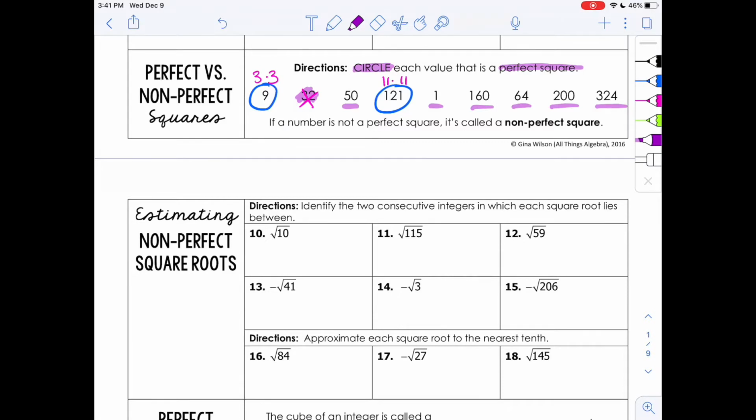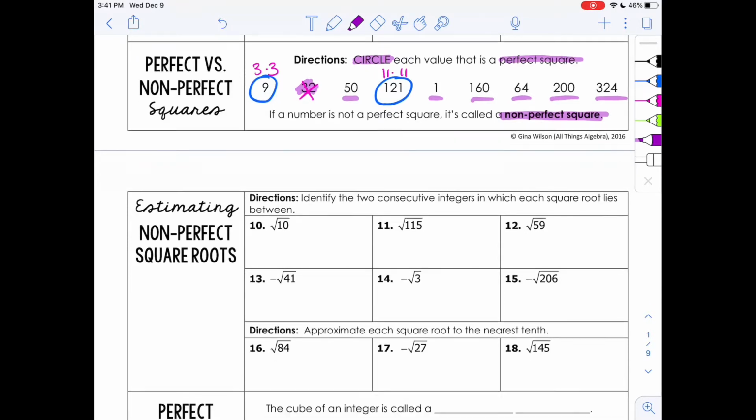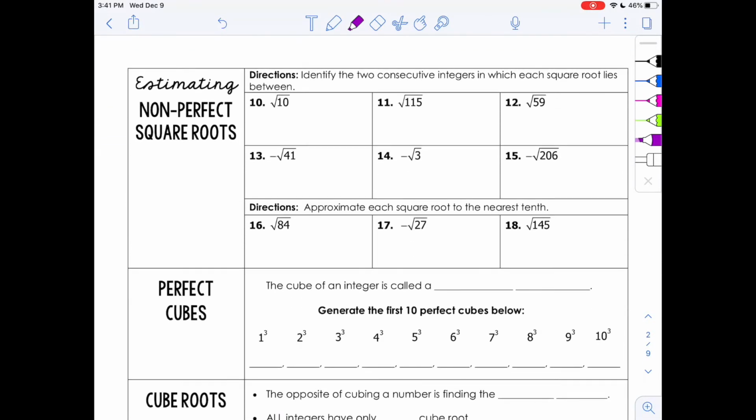Now, if it's not a perfect square like 9 or 121, we call that a non-perfect square. And you're going to get not a repeating decimal, but a non-terminating decimal. So if you put the square root of 32 in your calculator, you get a really long decimal number. But what we can do with those non-perfect squares is estimate what the value is.